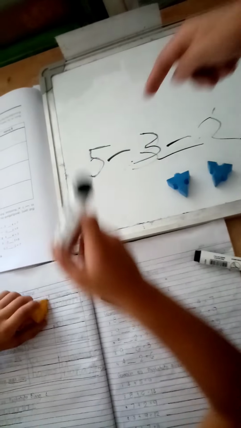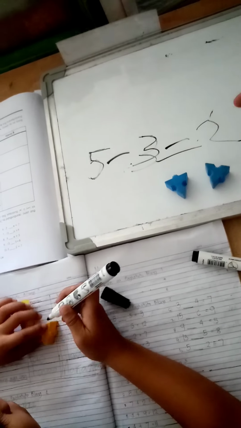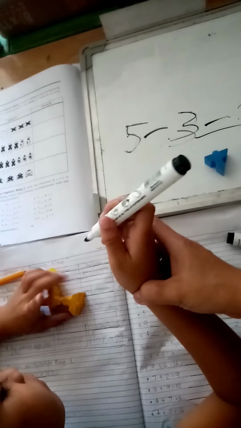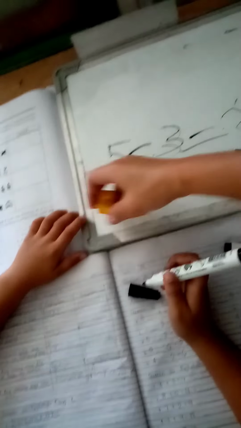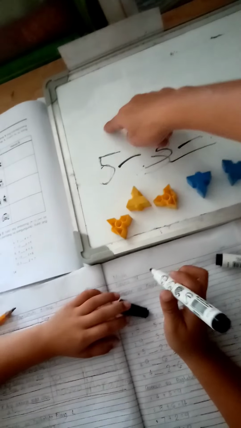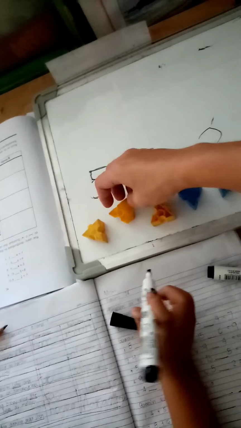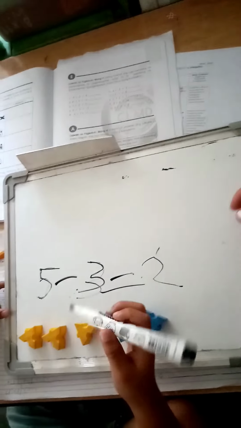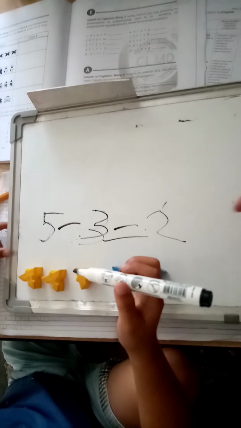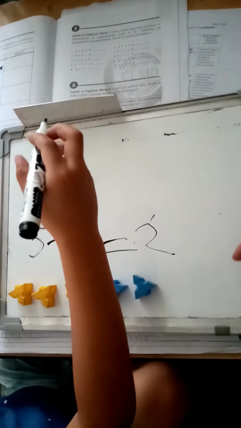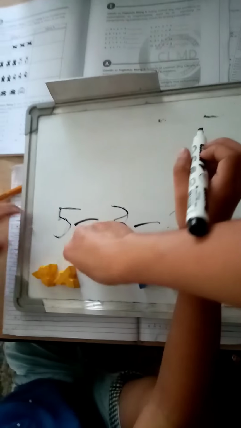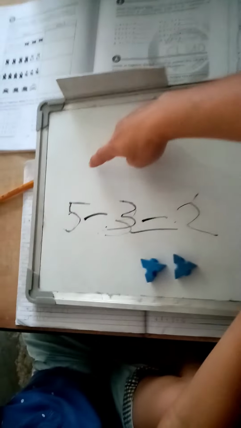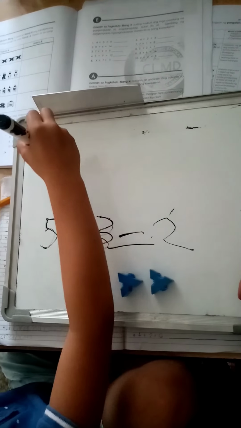Now, I would like you to change this to addition number sentence. Okay? Now, you can do it. Go. Write it here on top. How will you do it? How can you make this into addition sentence? So, how many yellow blocks do you have? 3. Oh, 3. You don't have to remove it.